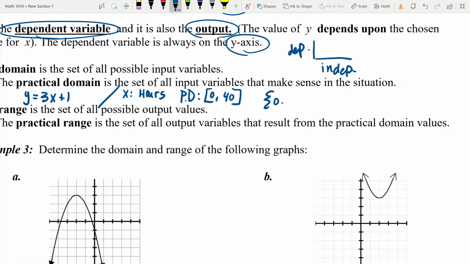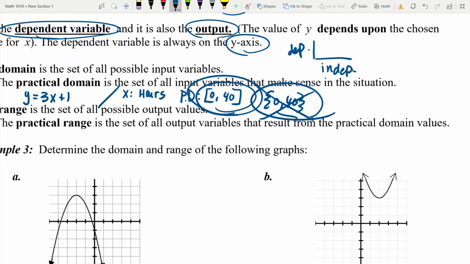People got confused on this. This is not the right answer. This means just 0 and just 40. This means anything in between 0 and 40, including 0 and 40. So this is not right, and this is right. Who says I understand? Raise your hand.